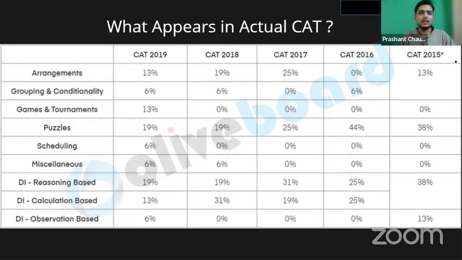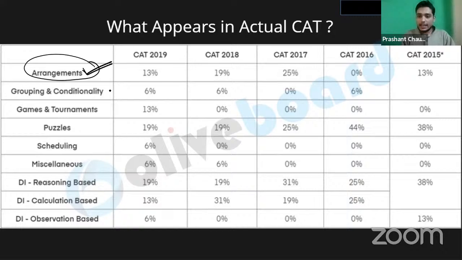Moving ahead. This is just some analysis of previous year CAT. This is a 5 years CAT analysis. So you can see from which section the questions actually came in CAT. As you can see, there is no cubes and dice. That means there were very few questions from the same topic. Now again, arrangements. This should be your priority topic, because you can see 13%, 19%. There is a clear weightage to arrangements.